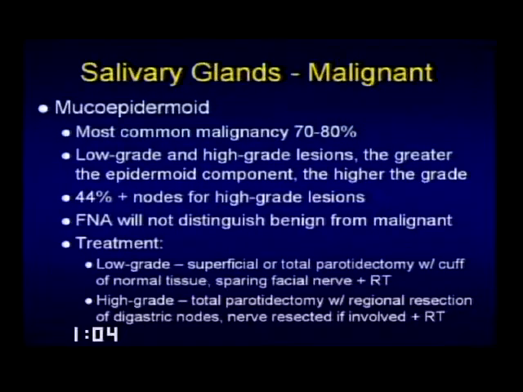The treatment should be aimed at a low-grade versus high-grade treatment option. For a low-grade tumor, the treatment will be superficial or total parotidectomy with a cuff of normal tissue, sparing the facial nerve, and post-op RT. High grade would be a total parotidectomy with a regional resection of the digastric nodes, and you would resect the facial nerve for a high-grade lesion if it is involved. And of course, post-operative RT would be the mainstay.